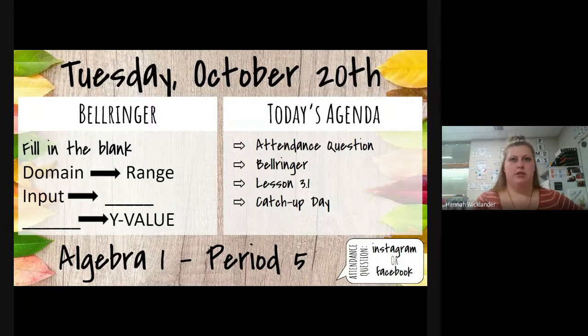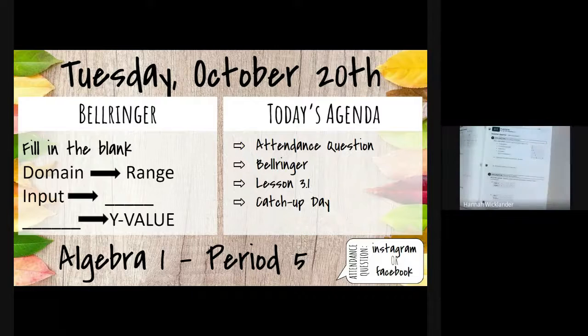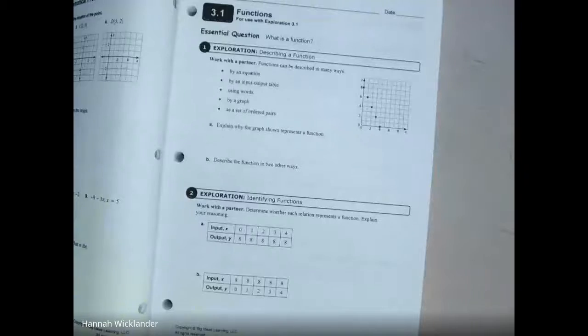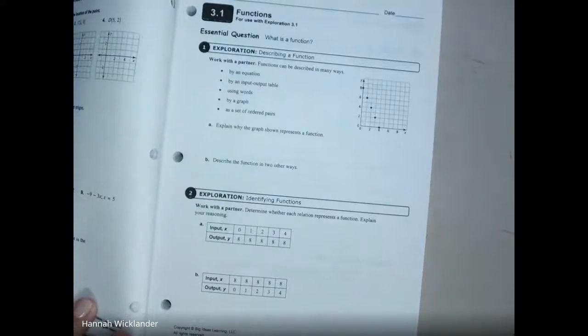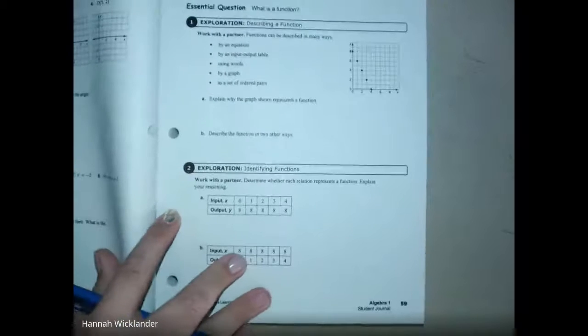So I'm going to switch over to the document camera, and I'm going to be in my Big Ideas notebook on page 59 if you have one and would like to take notes with me. So let me stop sharing this. Okay, so I'm in the Big Ideas notebook on page 59 if you would like to join along in taking notes with me. Today is just going to be a lecture, so just listen and take notes.